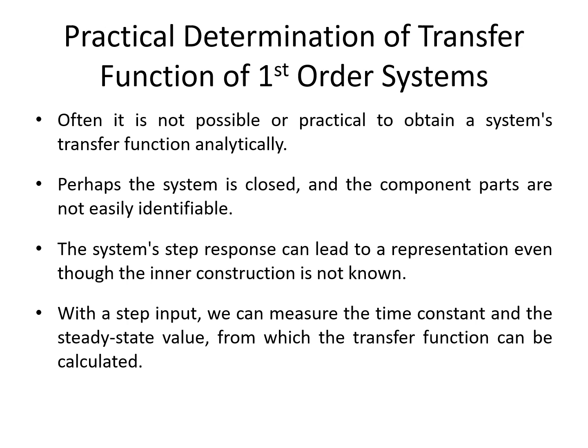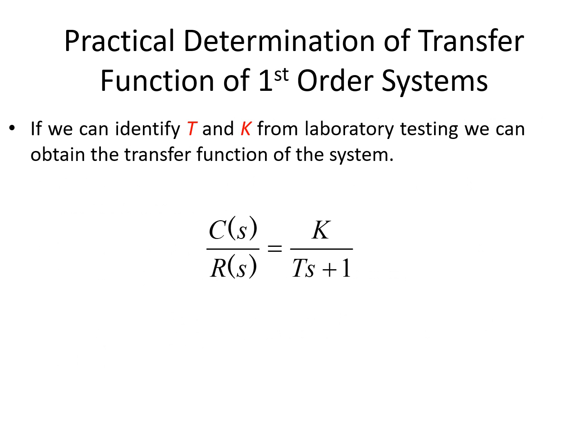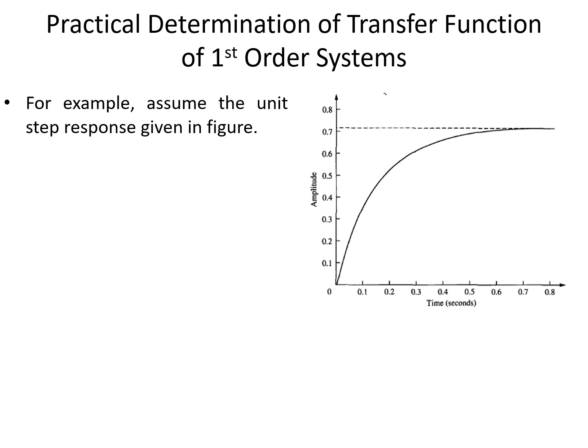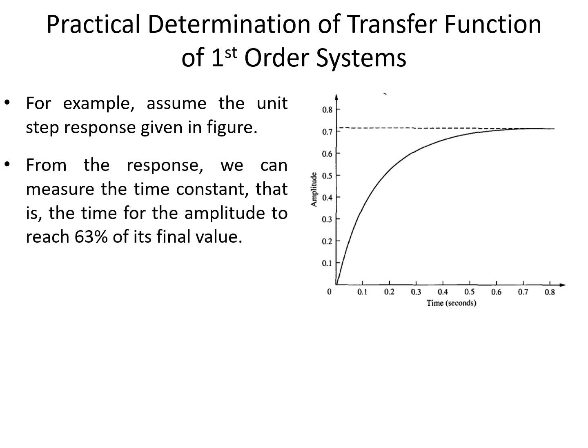Now coming to practical determination of the transfer function of a first order system, it is not possible to practically determine the system transfer function. We always use the analytical procedures. So here if we can identify T and K, and we can obtain the transfer function for a first order system practically. So let's assume a unit step response as shown in the figure. So from the response we can measure the time constant, that is time for the amplitude to reach 63%. Here almost steady state, this part, that is 63%.